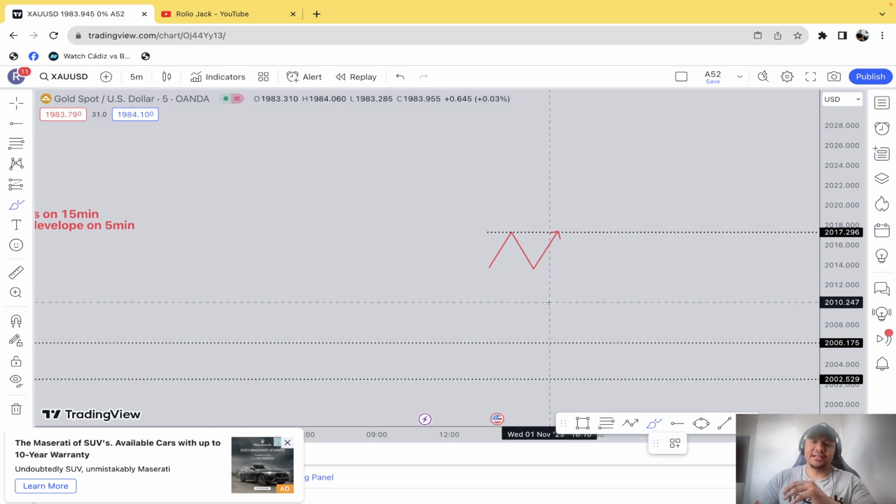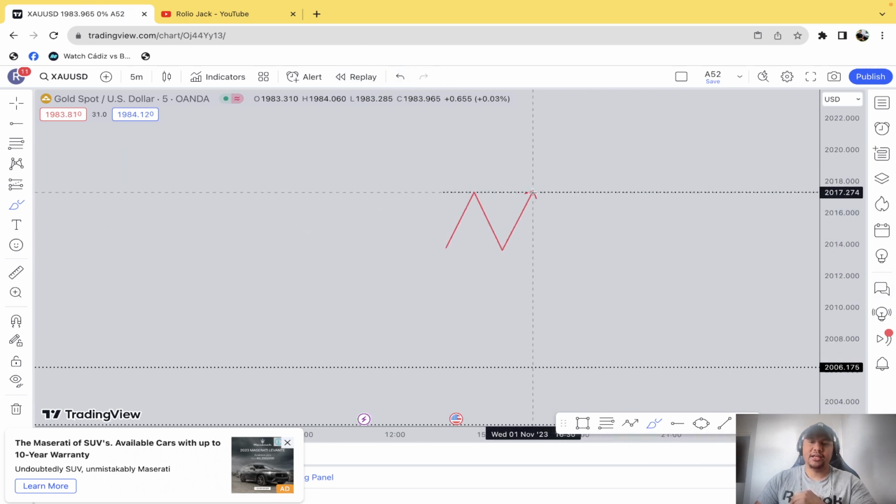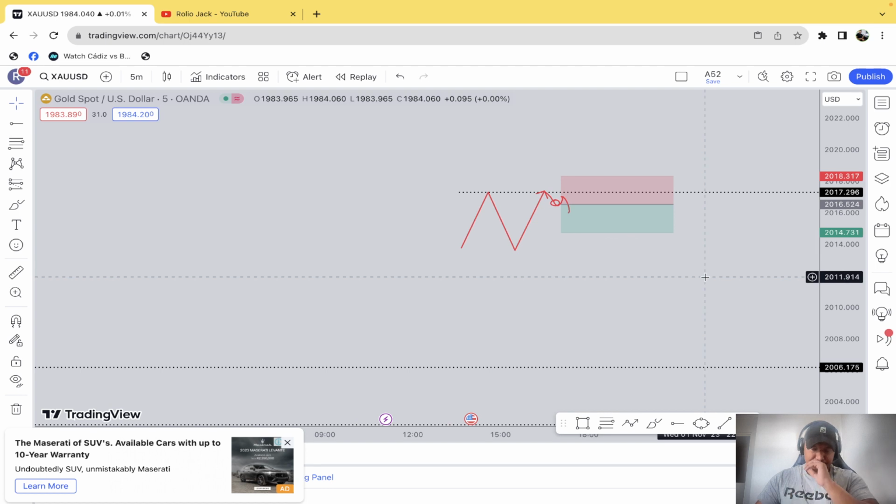Now we're going to use that same systematic approach, right? We're going to use the same principle to get into the market as well, but we need to wait for this market to start going down. So what you wait for is the market to create structure on the 5-minute time frame. Once there's a break of structure, that is when you get your entry into the market.